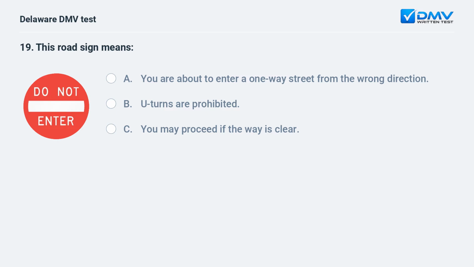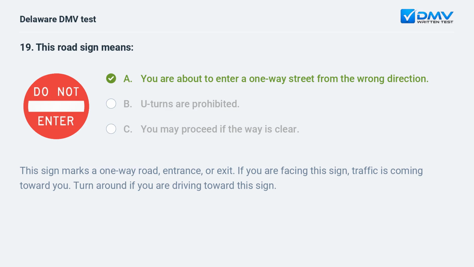This road sign means A. You are about to enter a one-way street from the wrong direction. B. U-turns are prohibited. C. You may proceed if the way is clear. A. You are about to enter a one-way street from the wrong direction.